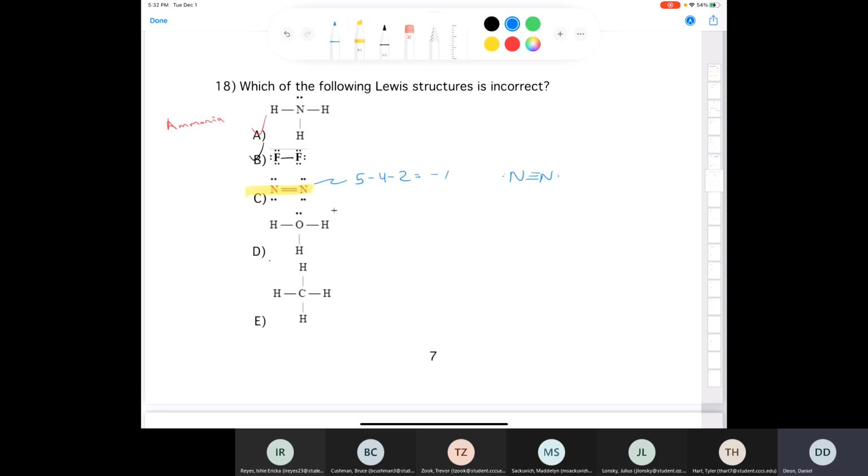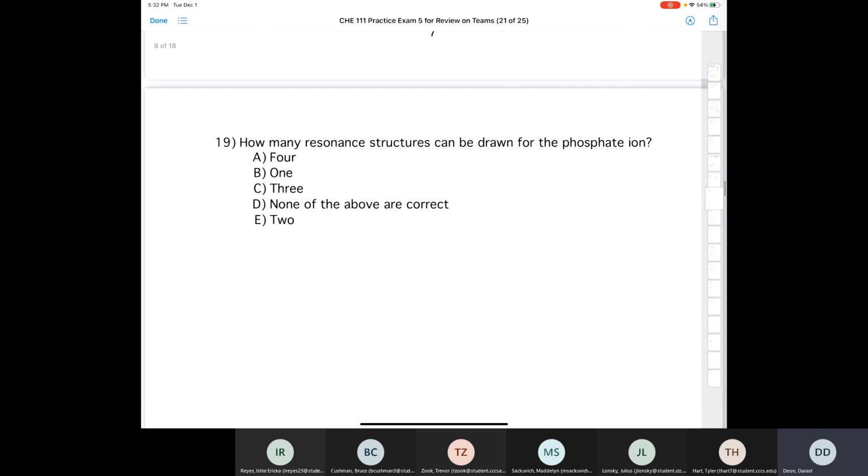The next one is hydronium. So this is the hydronium ion shown here. This is H3O plus, and that's perfectly fine. And the next one is methane. This is just methane, and we looked at the structure of methane, and everything is copacetic there. Okay, well, let's move on from there.